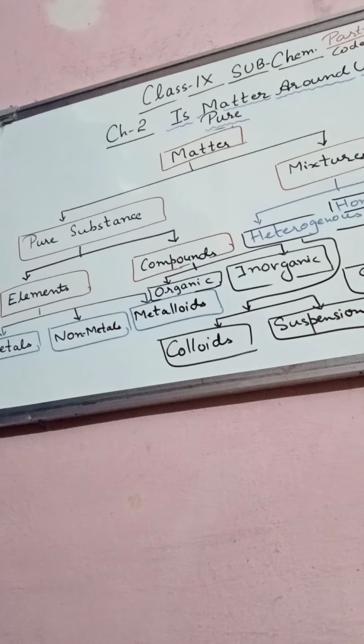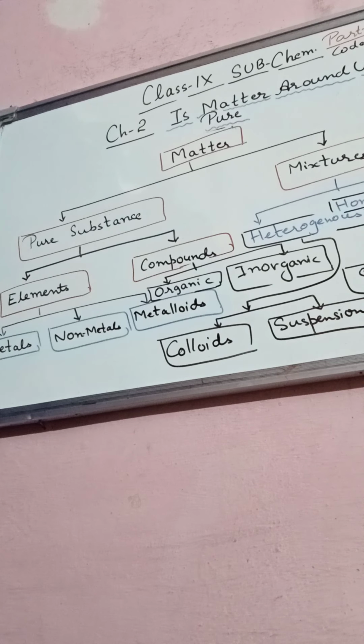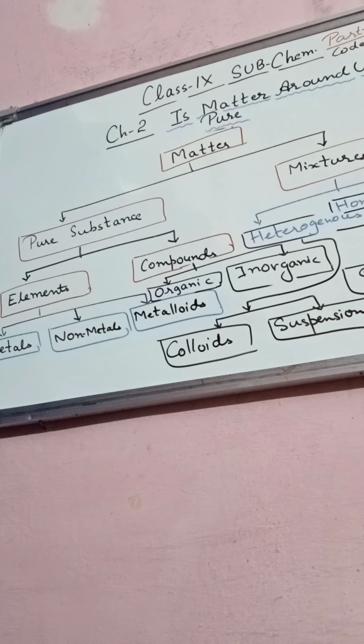So these mixtures are called homogeneous mixtures. Heterogeneous mixtures have non-uniform composition and homogeneous mixtures have uniform composition. Another example: air is a homogeneous mixture, and so are tap water, rain water, vinegar and vegetable oil. So these are homogeneous mixtures.